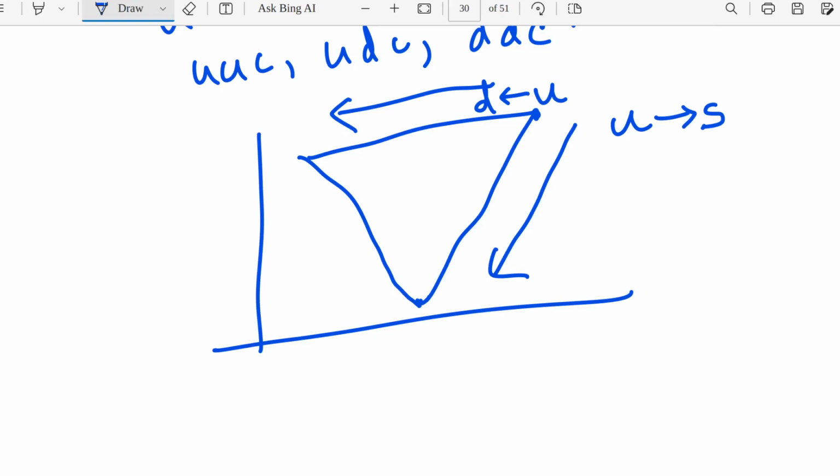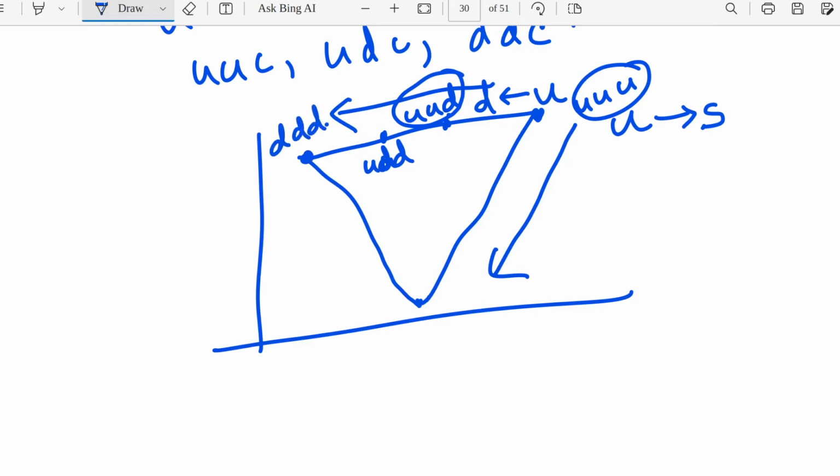How? Because you can see here, I know this is UUU. So what will be this one? This will be UUD, because one U will be replaced by D. So what will be this one? This is UDD, because UUD was previously, and here I told that U will be replaced by D. So that means UDD. What will be this one? This one will be DDD.